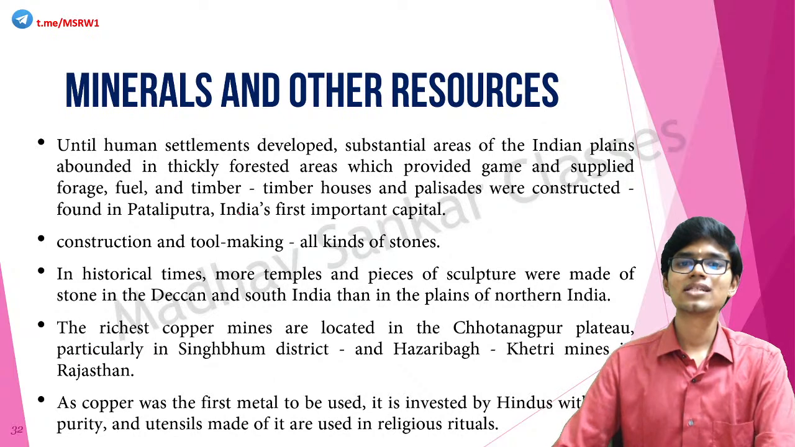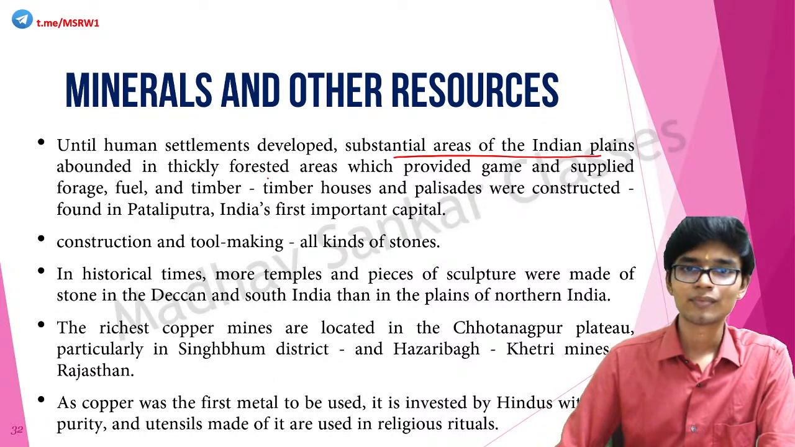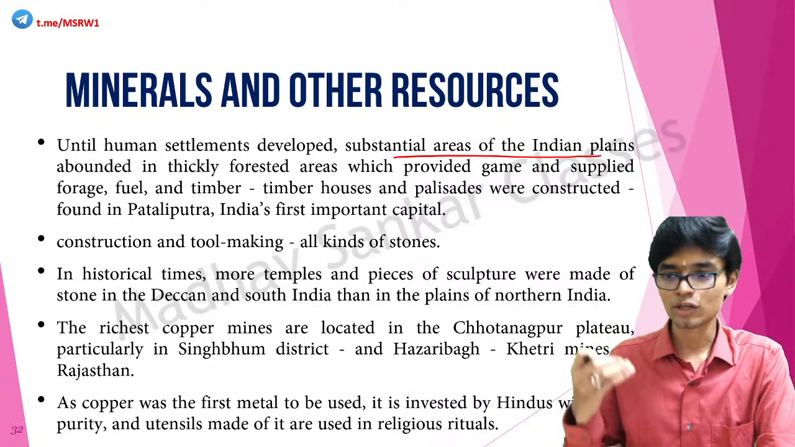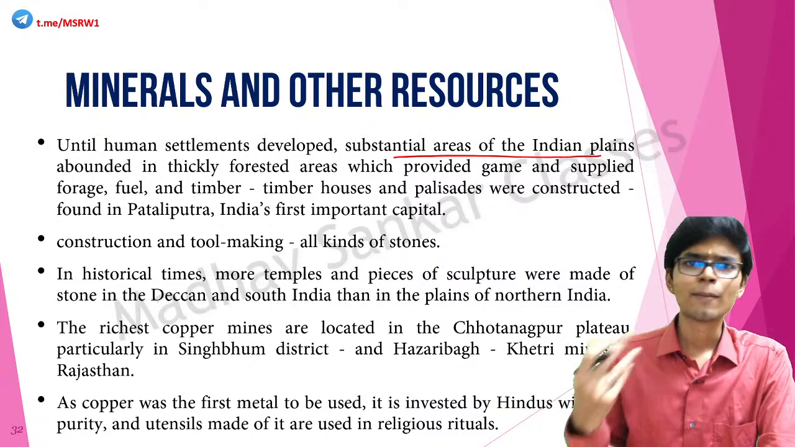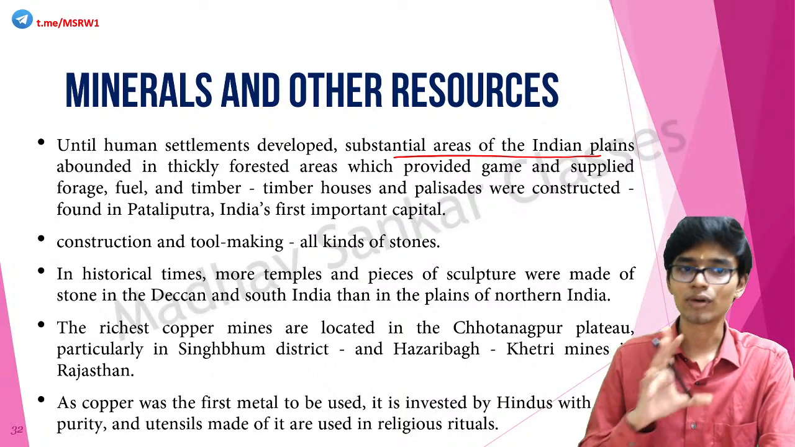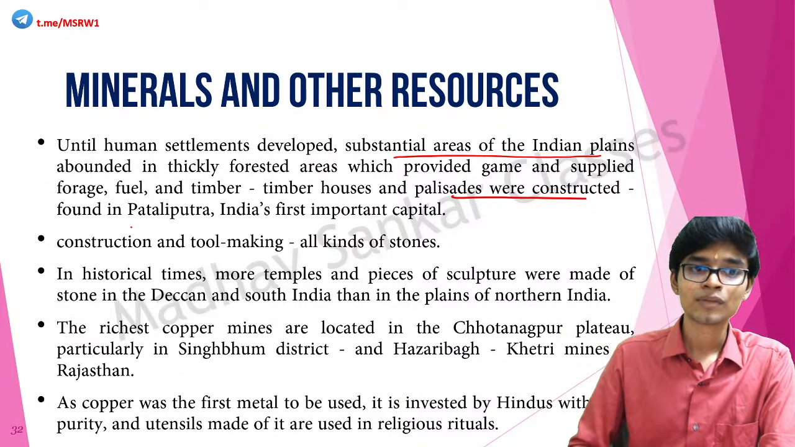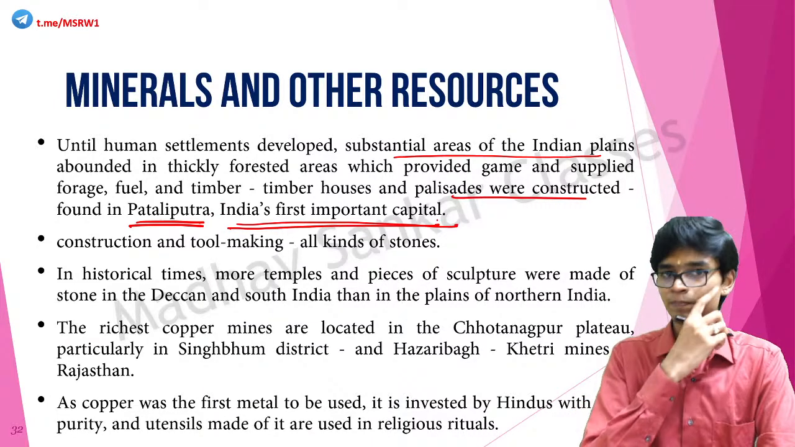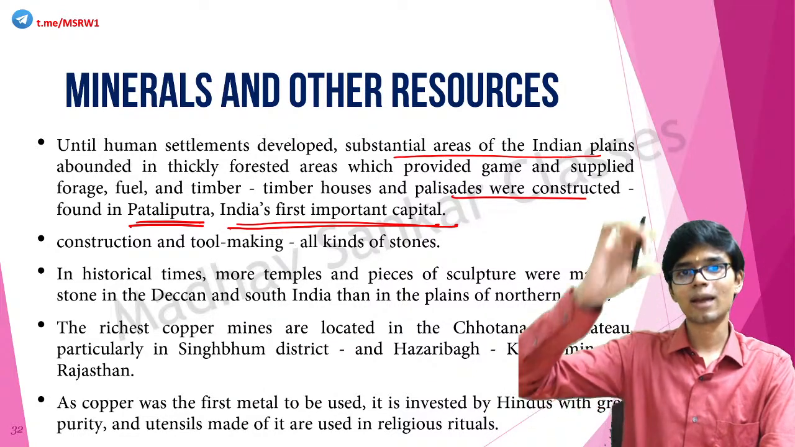Until human settlements developed, substantial areas of Indian plains were thickly forested. Obviously, I told you the reason. But eventually, humans started to understand the forest. They started to use forest resources for their own purposes. Timber, minor forest produce, etc., were used for a lot of reasons. Timber houses and palisades were constructed, and this can be found in Pataliputra. Pataliputra was the capital of the Mauryas, and it is the first important capital city of India.